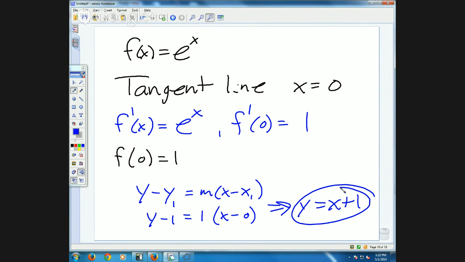So you have to get the point of tangency, and you got to get the slope at that point. And so I get the point of tangency is (0, 1), and I get the slope is 1. And so my line is y equals x plus 1.